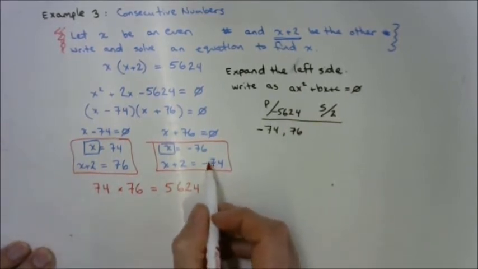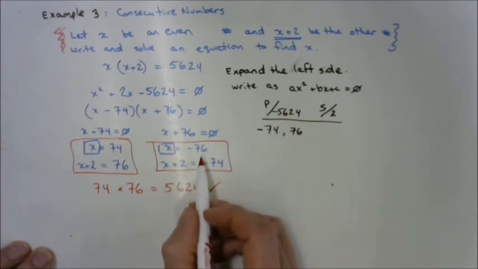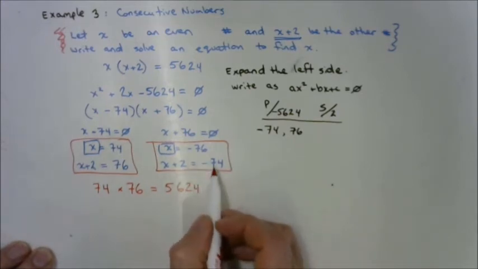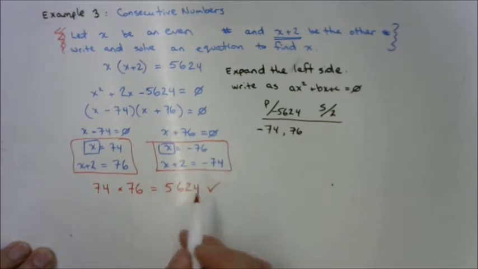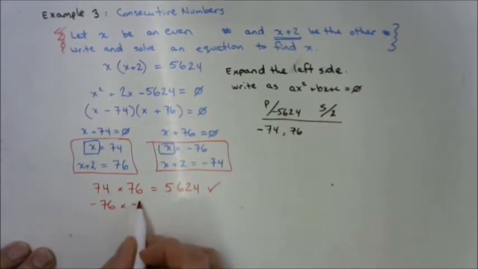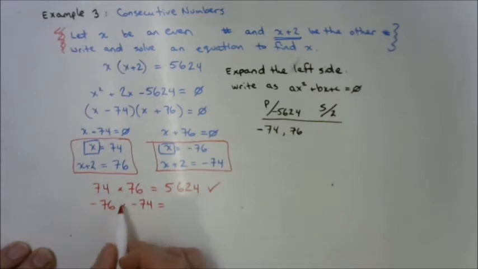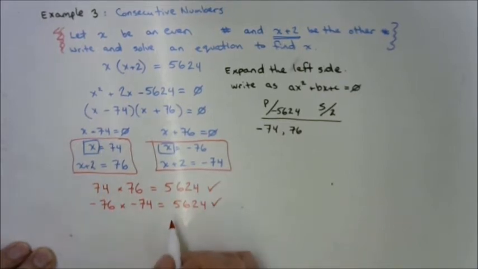But let's look over here. Is this another option? Yeah, they're negative numbers, but they're still even numbers, and they're still consecutive. If I'm counting, I get from negative 76, the next consecutive even number is negative 74. So let's see if they multiply to our product. Well, you can see they're going to. It's the same numbers as up here, and two negatives make a positive. So they do also multiply back to 5,624.